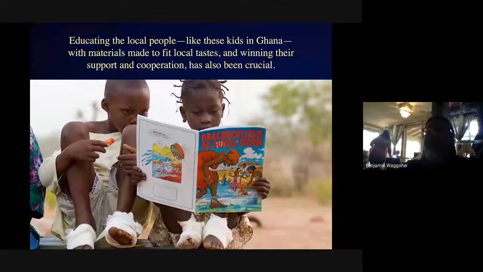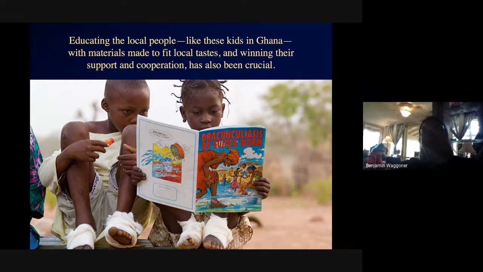And educational materials could be made to fit local tastes. Here you've got a couple of kids in Ghana. You'll notice both of their feet are bandaged. That's because they're recovering from dracunculus infection. And you can see them reading a comic book. I don't know if you can read the title. It says dracunculiasis, or guinea worm. And there's a picture of a woman who's immersed her feet in water, which is what you're not supposed to do. And so this is an example about how getting the local communities on your side has been responsible for this. Ding.